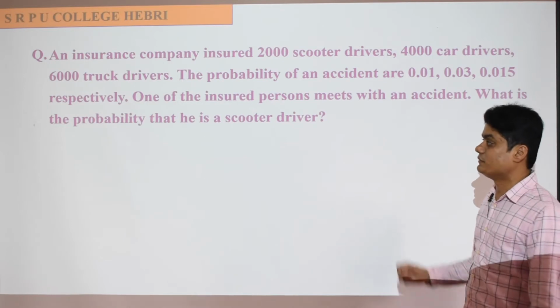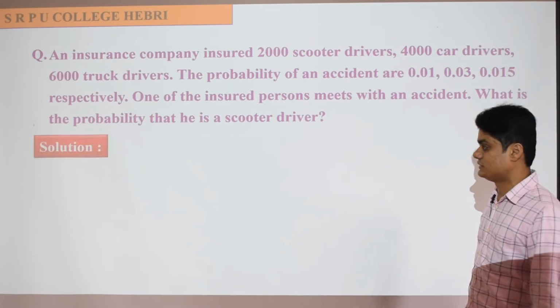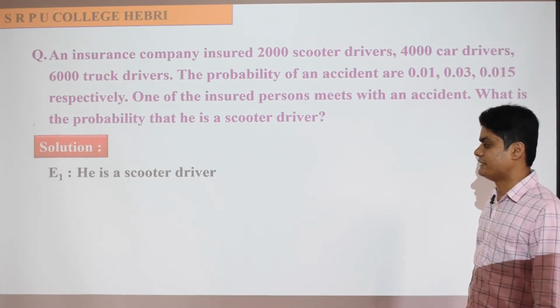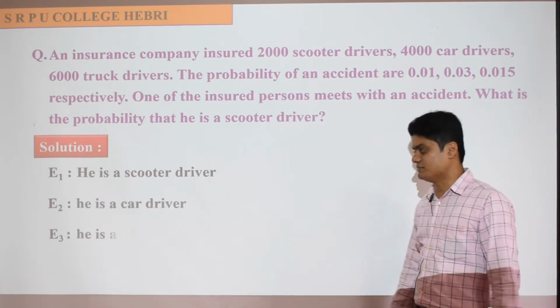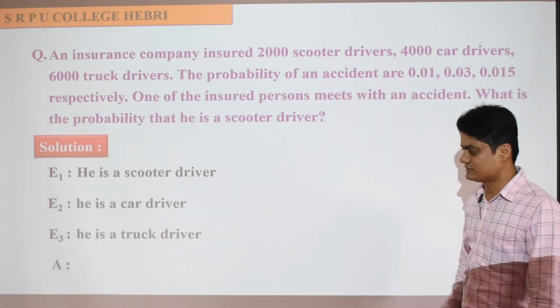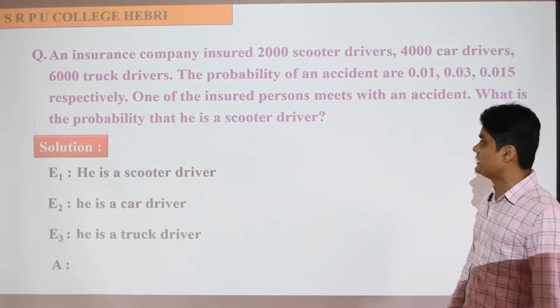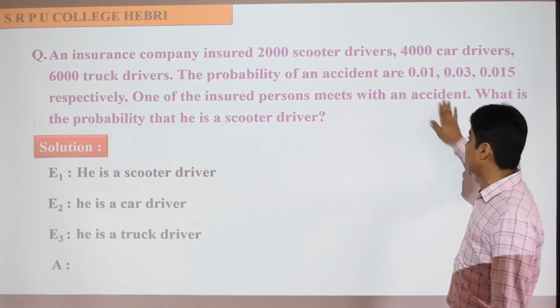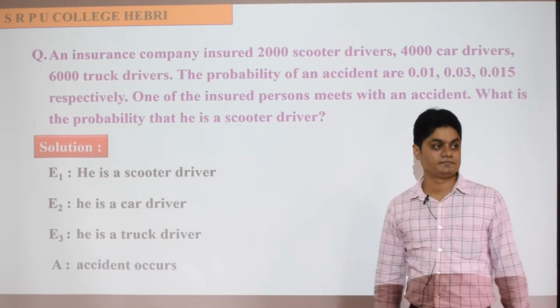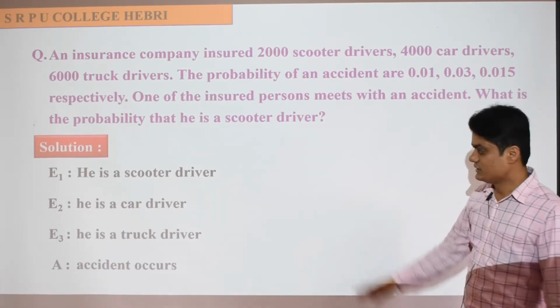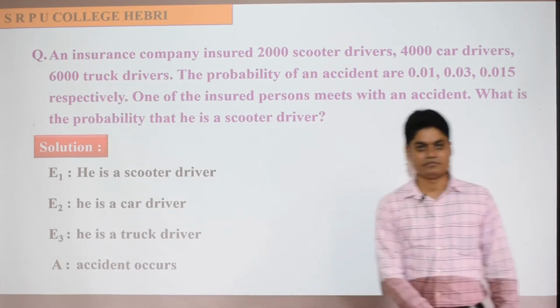The selected driver is a scooter driver, right? Event E1: he is a scooter driver. E2: the selected driver is a car driver. Same. One event further, but the remaining things are simple. E3: he is a truck driver. What is event A? Where will you get event A? The selected driver met with an accident. Accident occurs. Correct? If you know this, Bayes theorem is very simple.